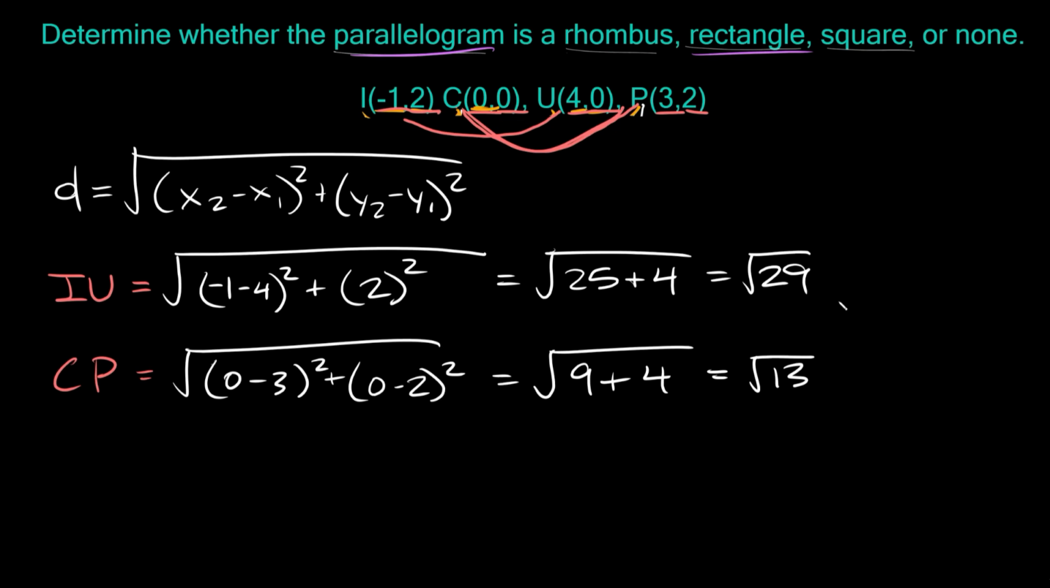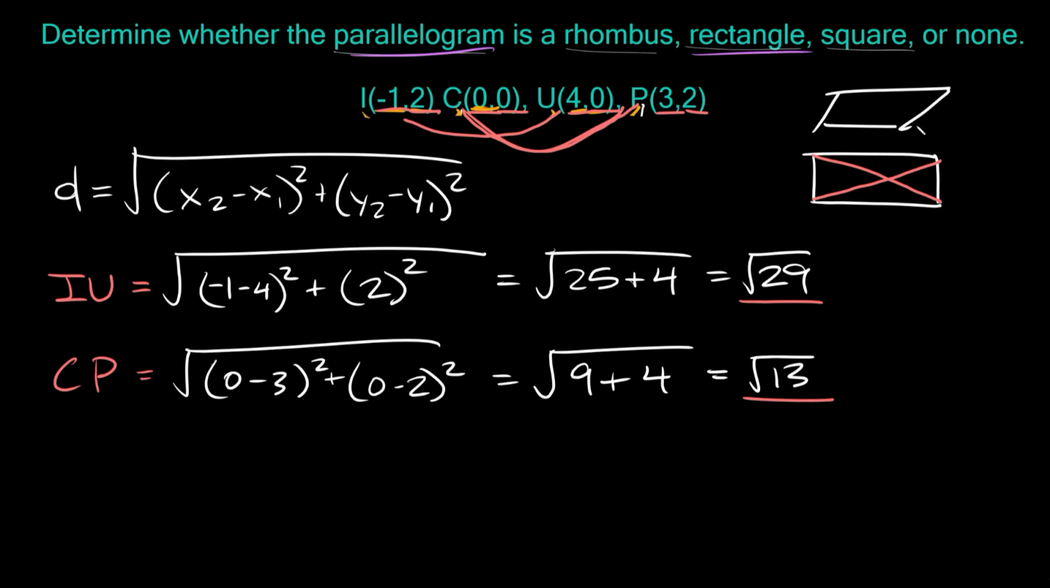Okay, so again, these are the distances for the diagonals. And as you can see, they are different lengths, right? They're different distances. So that means this is not a rectangle, right? Because again, in a rectangle, the two diagonals are equal to each other, but in just a regular old parallelogram, again, these diagonals are not equal to each other, right? So since we got different lengths here, that means this is just a regular parallelogram.